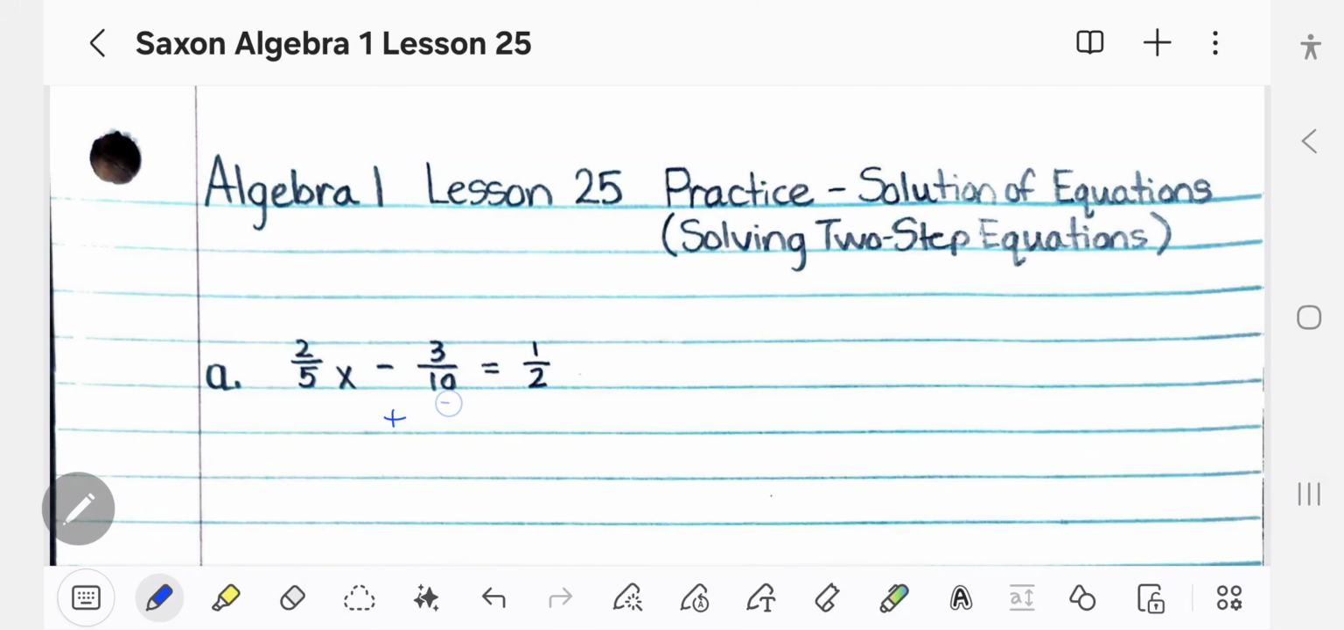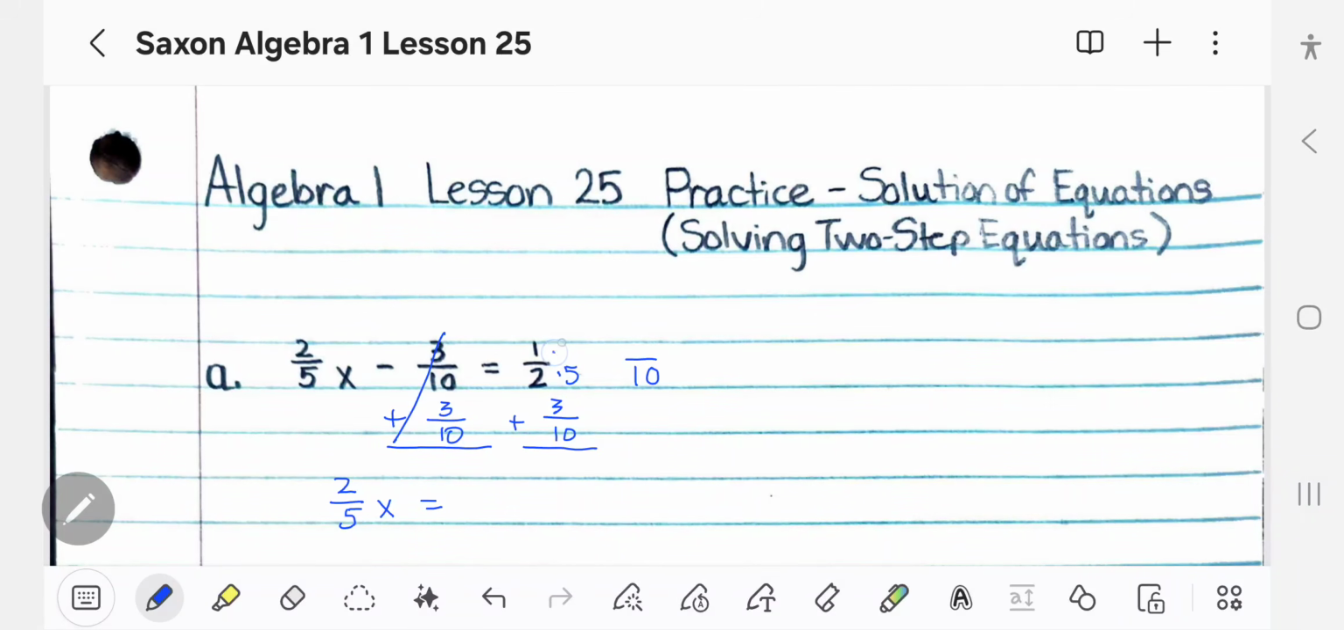I'm going to add 3/10. That'll make that go away. Bring down what's left. And I need to do this addition, so it means I'm going to have a common denominator. Think about 2 and 10. 2, 4, 6, 8, 10. 10 is going to be my common denominator.